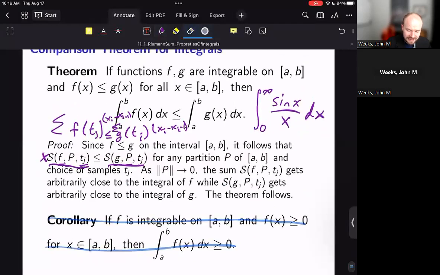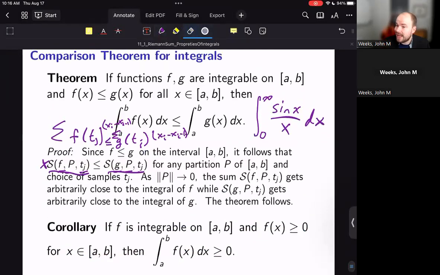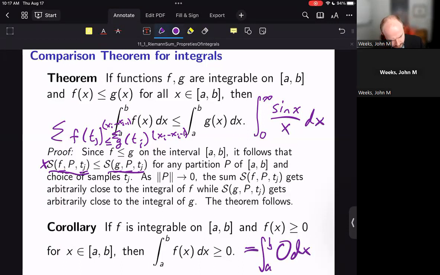A corollary of this is that if you have a function that is non-negative, then you're comparing two functions that are integrable. We know that 0 is integrable as it is a constant function. And so if f of x is greater than or equal to 0, then the integral of f of x is going to be greater than or equal to the integral of 0 going from a to b. But we know that that integral is going to be 0. So that's a neat little corollary there.